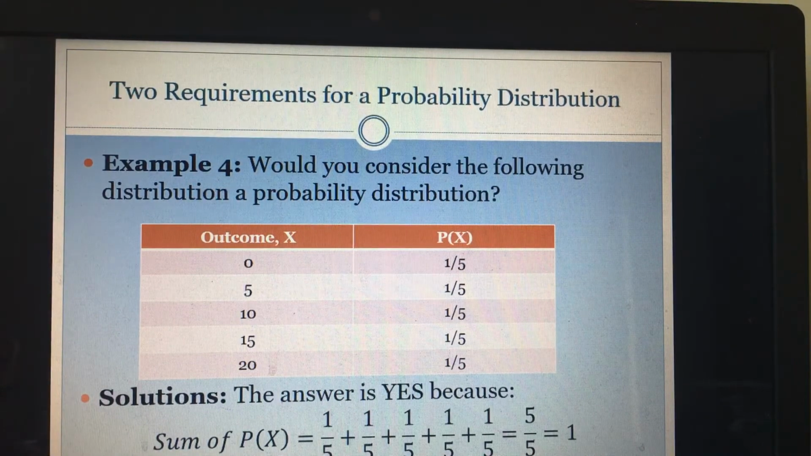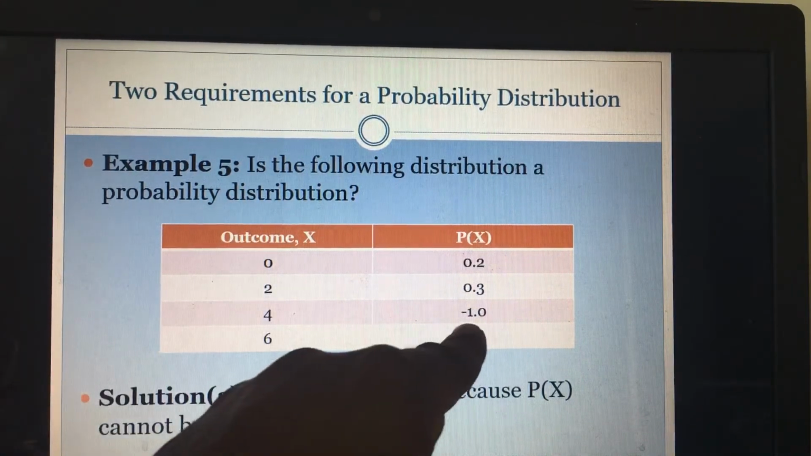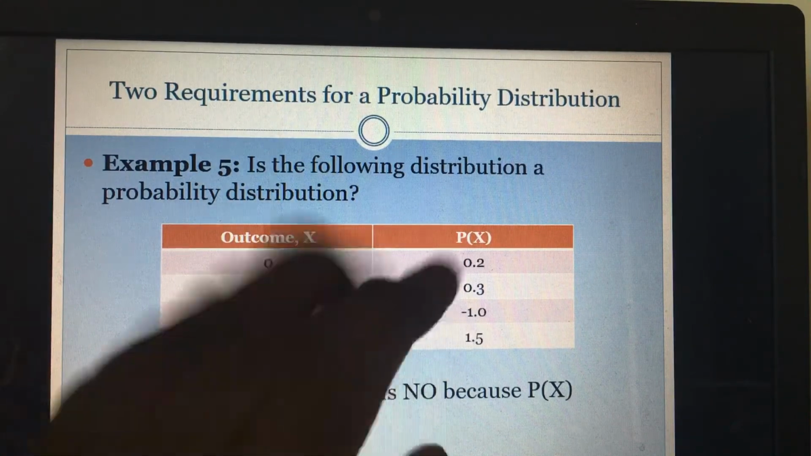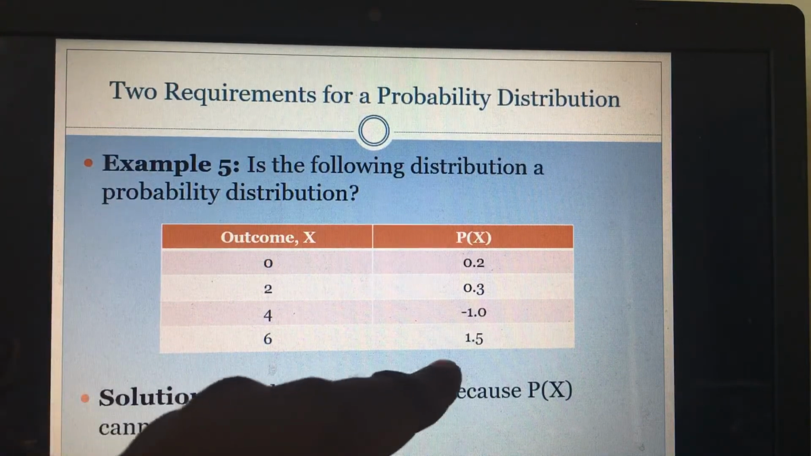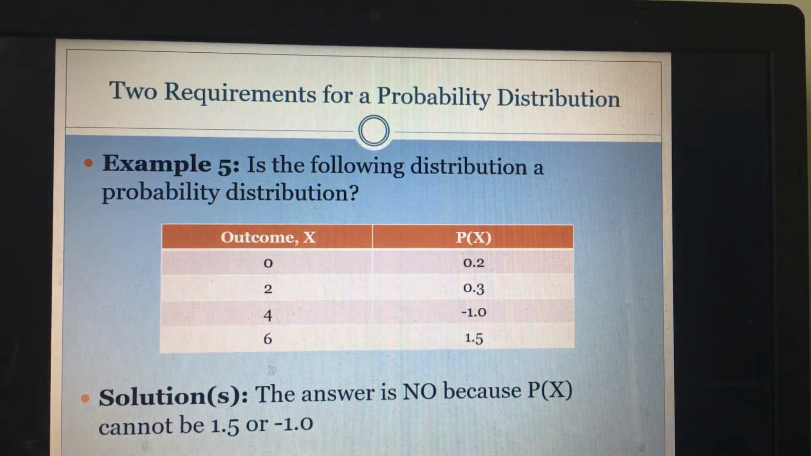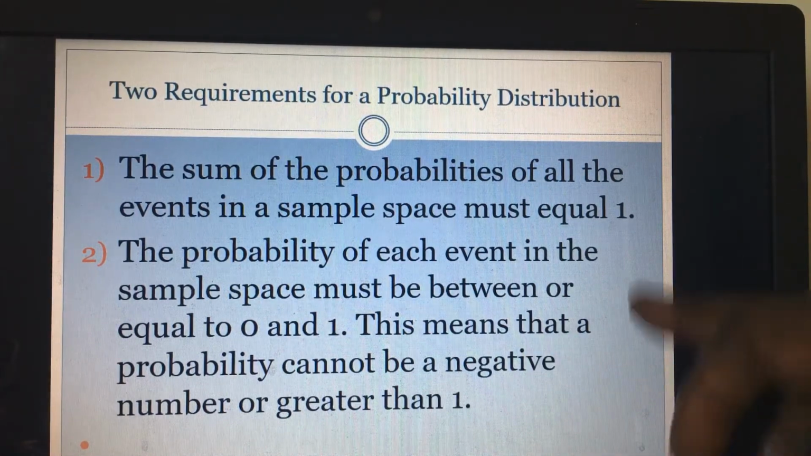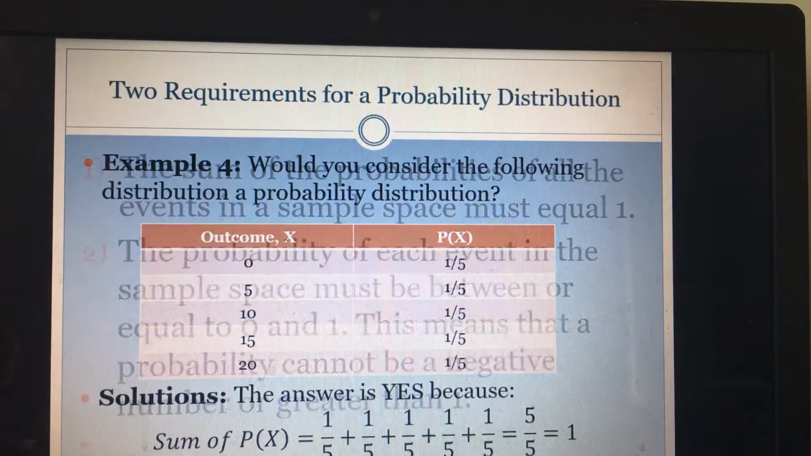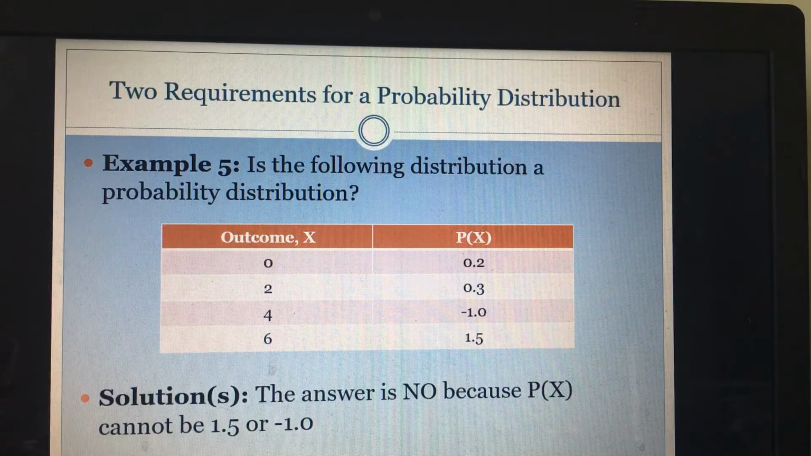Okay? So one more example and we are done. Okay, it says, is this following a probability distribution? Now, this one we don't even need to do anything because we can see that one of the probabilities is a negative number. That is a no-no. It disqualifies it automatically. Not only that, there's one that is 1.5. The probability can never be 1.5. It can never be bigger than 1. If you have it here as one of the requirements, it can never be negative or bigger than 1. Okay? So that means it's not. This distribution is not a probability distribution.